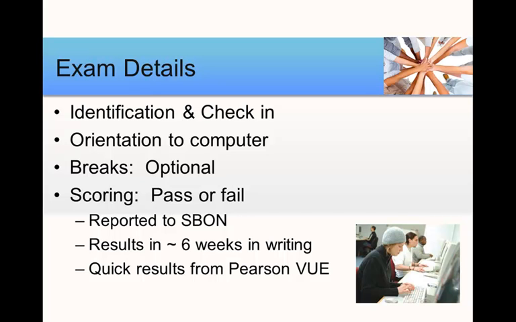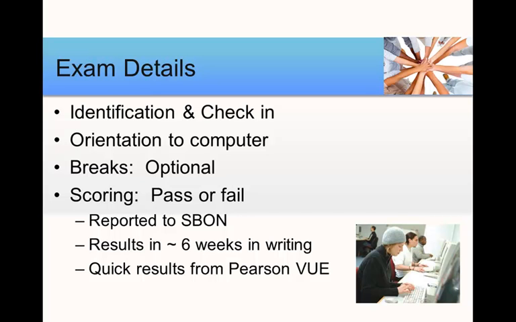So when we think about scoring, we either know it's pass or fail. There's no partial credit for any question. The results are not released at the test center. Examination results are only available from the Board of Nursing, and they can get sent up to 6 weeks after taking the exam. However, you can find unofficial results through the Pearson VUE website.